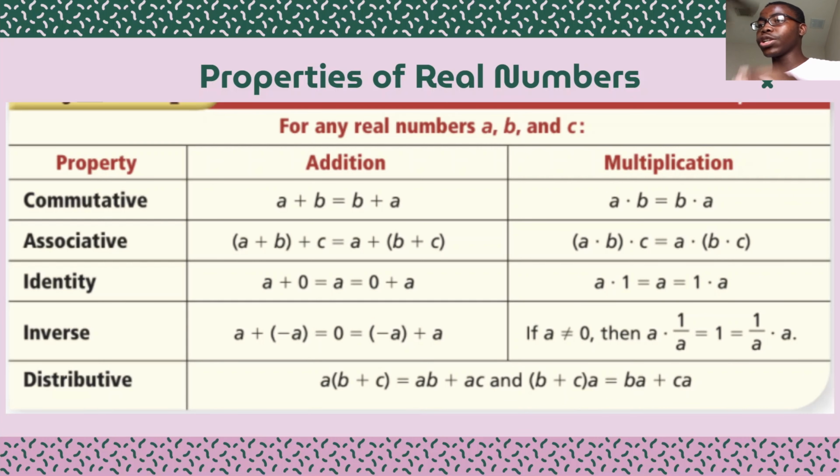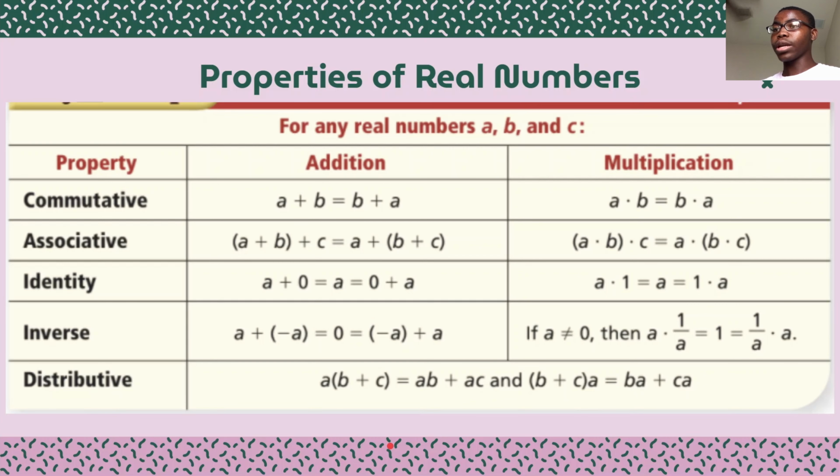And for multiplication, if a is not equal to 0, then a times 1 over a is equal to 1. That means a number multiplied by its reciprocal, which means you just flip the numerator and the denominator, would give you 1. And that's for multiplication.